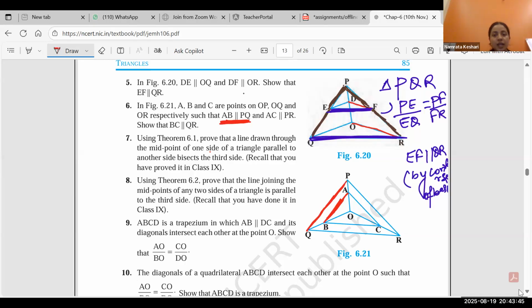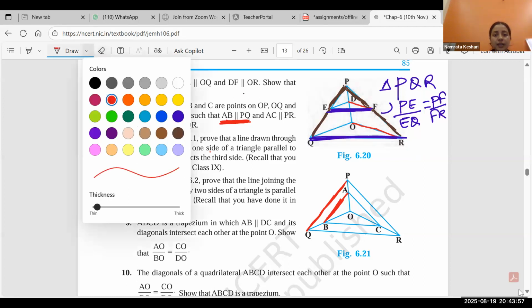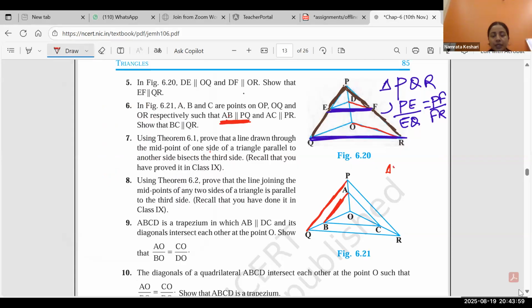Tell me the name of the triangle. Triangle POQ, or PQO, whatever you say. In triangle POQ, AB is parallel to PQ. That means we can use the basic proportionality theorem.